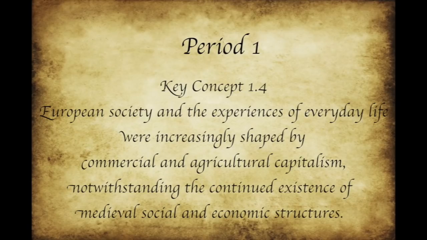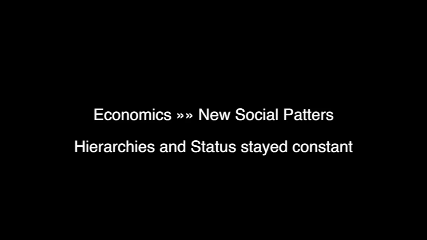Key Concept 1.4. European society and the experiences of everyday life were increasingly shaped by commercial and agricultural capitalism, notwithstanding the continued existence of medieval social and economic structures. Part 1. Economic change produced new social patterns while traditions of hierarchy and status continued. Innovations in banking and finance promoted the growth of urban financial centers and money economy.